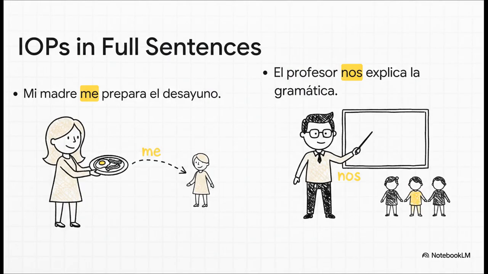Check out the first one. Mi madre me prepara el desayuno. Ask the question, for whom does she prepare breakfast? For me, so we use me. How about the next one? El profesor nos explica. To whom does he explain? To us, so we use nos. See, once you get the hang of asking that key question, it starts to click.